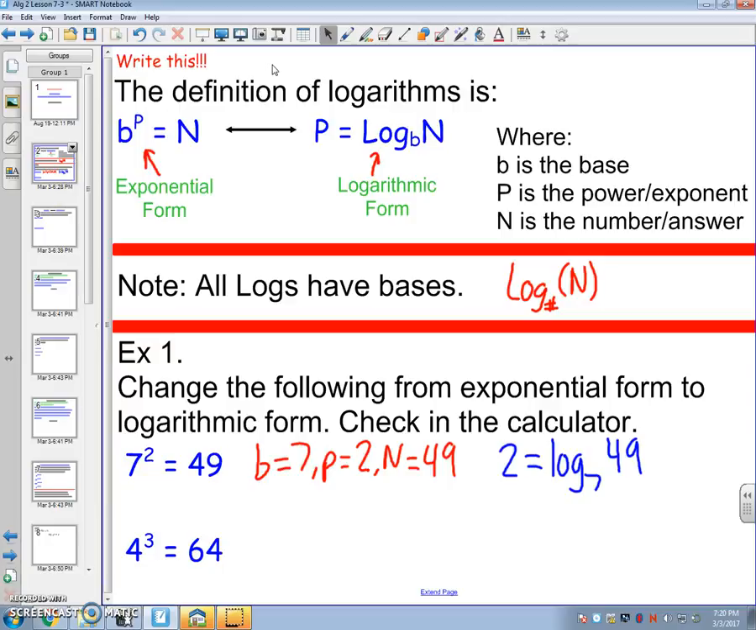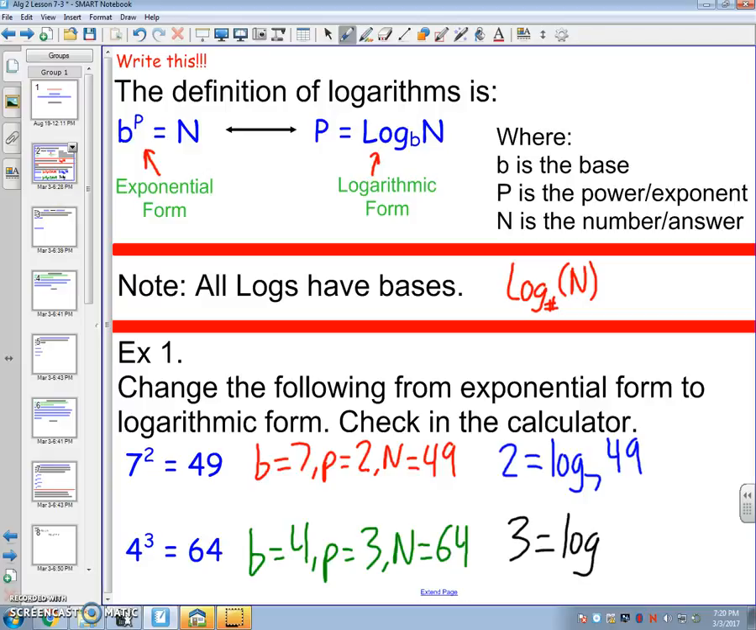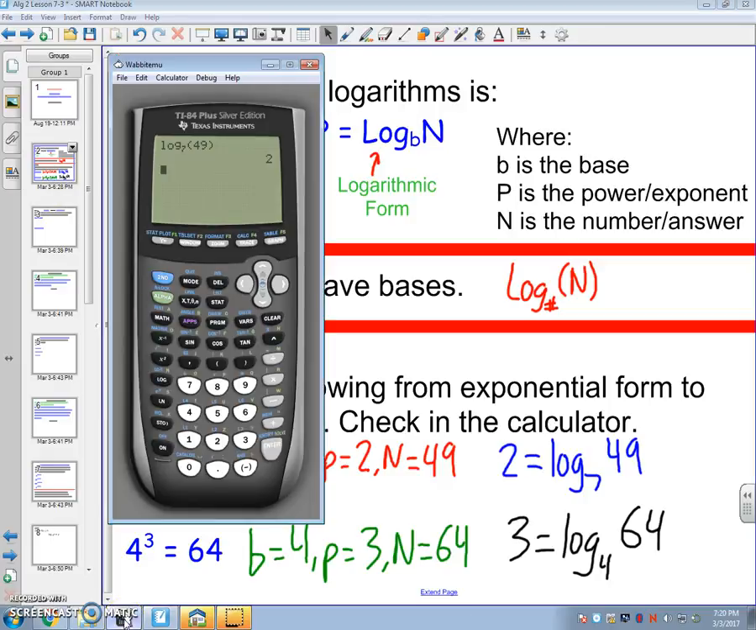Moving to the bottom, 4 cubed is 64. Well, b, the base, is 4, p, the power exponent, is 3, and the number or answer is 64. Filling in the formula again, it says p equals, so 3 equals log, the base is 4, and the number is 64. So I'll check that in the calculator. So math, go up to log base. Base is 4, the number inside is 64, that gives me 3. Alright, so we know that formula is true.